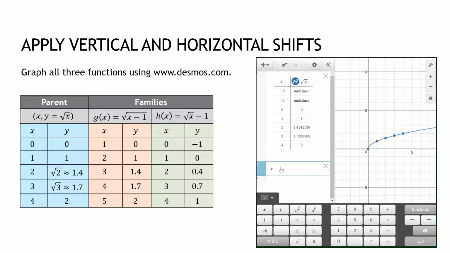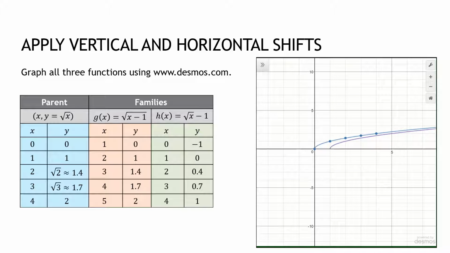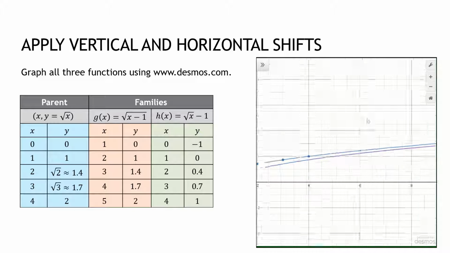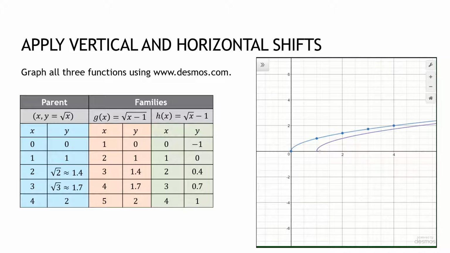So y equals, and then I'm going to use the square root of x, square root function, then x minus 1. And as I can see, what it did is it seemed to take this point and shift it from here to here, one position over. And if I look at my table, my first point would be 1, 0.